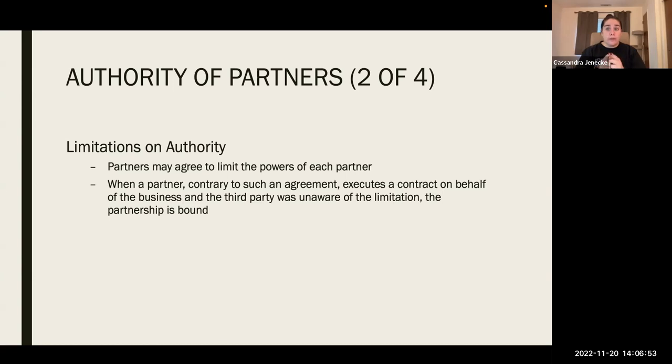If a partner, contrary to the partnership agreement, executes a contract on behalf of the business that exceeded their authority, and the third party was unaware of the limitation, even though that partner acted outside of their scope of authority, the partnership is still bound. The partnership is still in contract. And so it's really important, much like who you choose to have children with and who you choose to get married to, for you to also have a pretty high scale of requirements for anybody you choose to engage in partnership activities with.